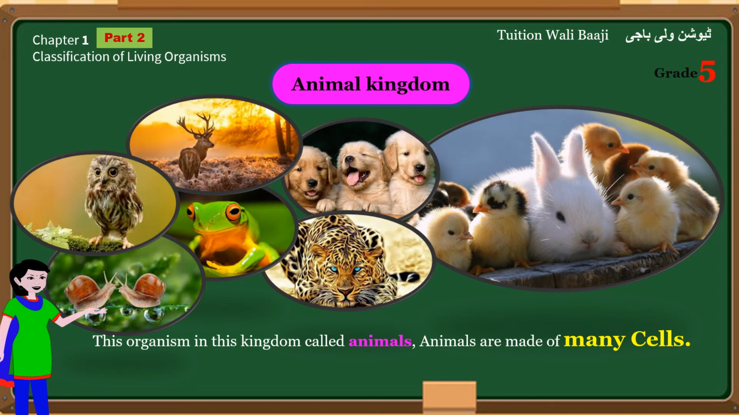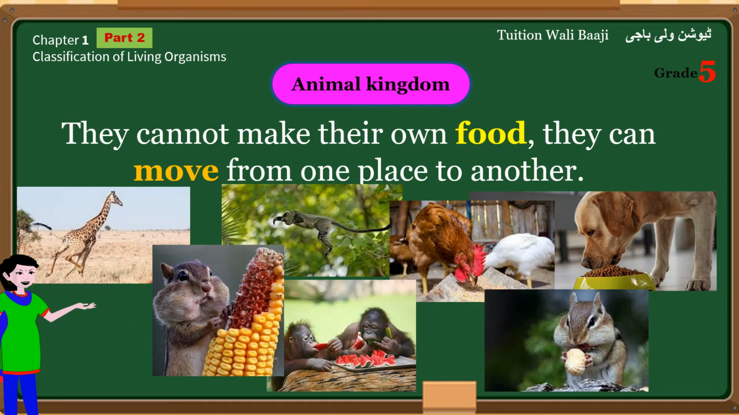Animal kingdom. The organisms in this kingdom are called animals. Animals are made of many cells. They cannot make their own food. They can move from one place to another.